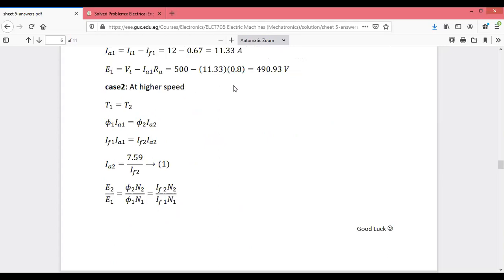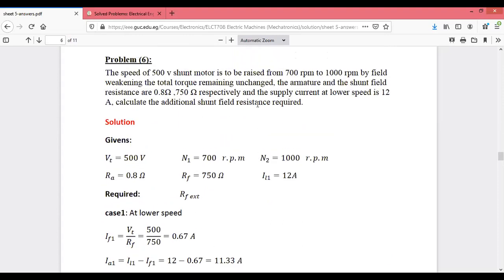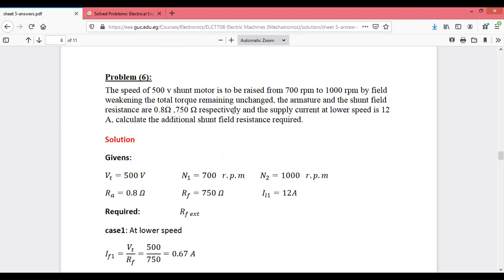So here what we are saying, we are not changing the torque, so we can take phi1 Ia1 equal to phi2 Ia2. If you are taking that equation in the form of field current and the armature current, you will get If1 Ia1 equal to If2 Ia2. Here we are taking that field current will not change. Here they have given, when we are only taking the speed from 700 to 1000, we are increasing the speed, but here torque is remaining unchanged.